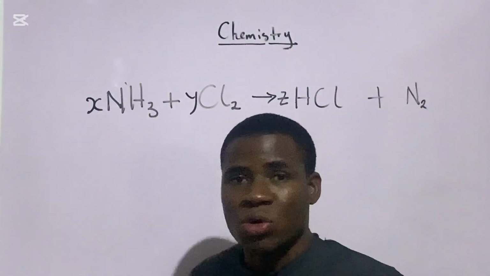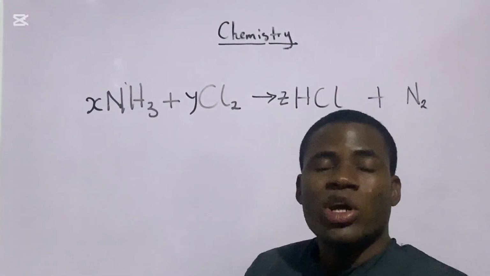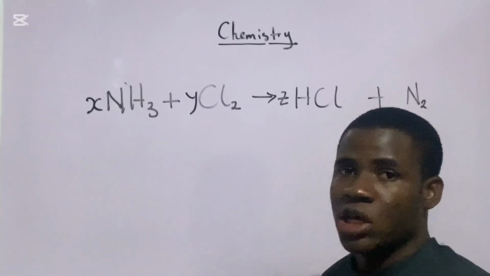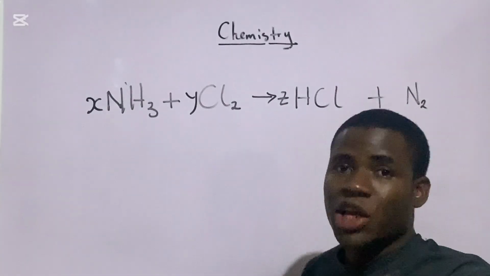Now, for us to find the value of x, y, and z, it just means we should balance the chemical equation. That's it. So the question is, can you balance the chemical equation? If you cannot, let's do it. But I'll tell you something.